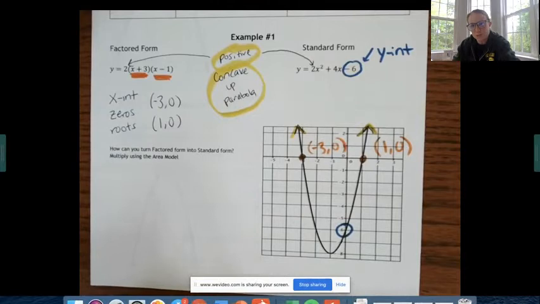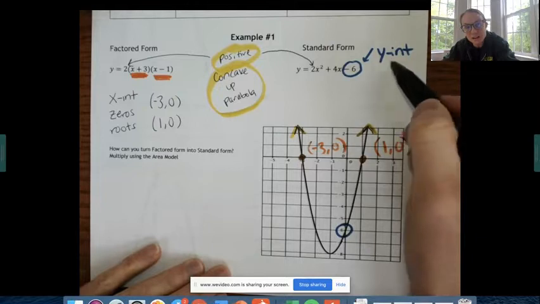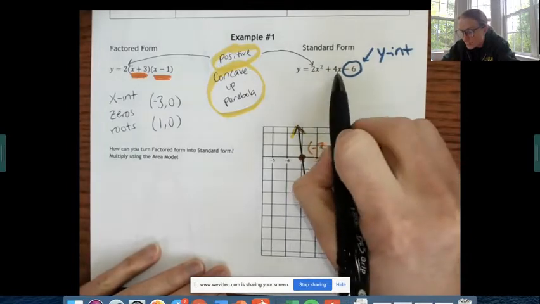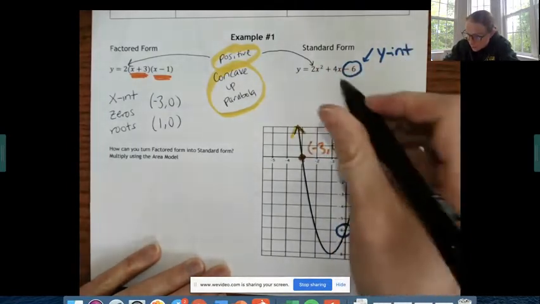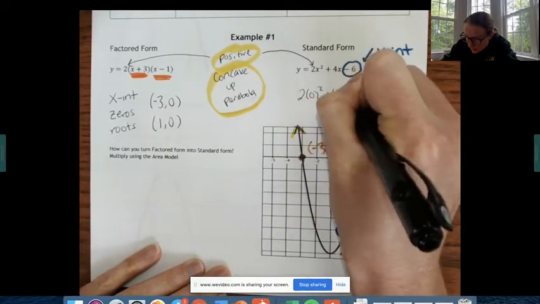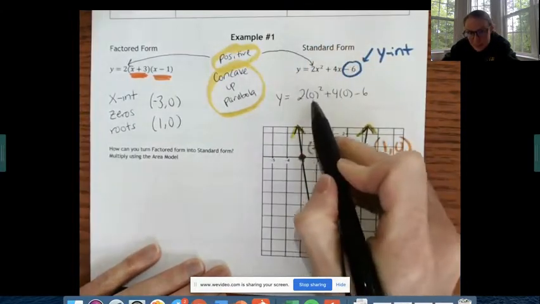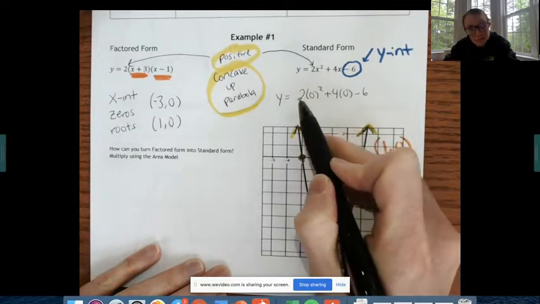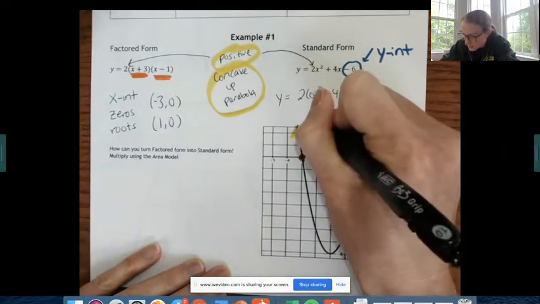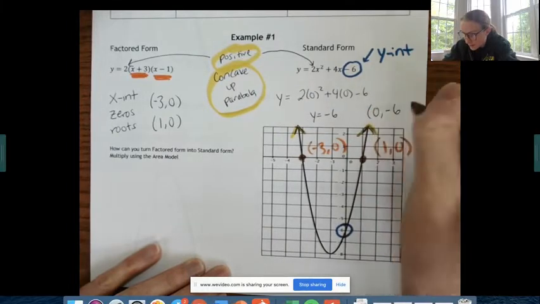All right, so this -6 right here is going to be our y-intercept. If you remember, let's make a connection way back to linear functions. For linear functions, to find the y-intercept, and this actually works for every function, we plug in 0 for x. So when you plug in 0 here and 0 there, 0 squared is 0, times 2 is 0. 4 times 0 is 0. You're left with just -6. So my y-intercept is going to be 0, -6.